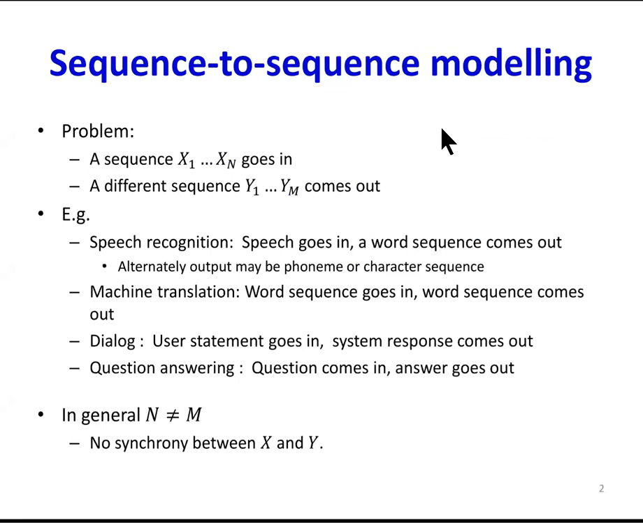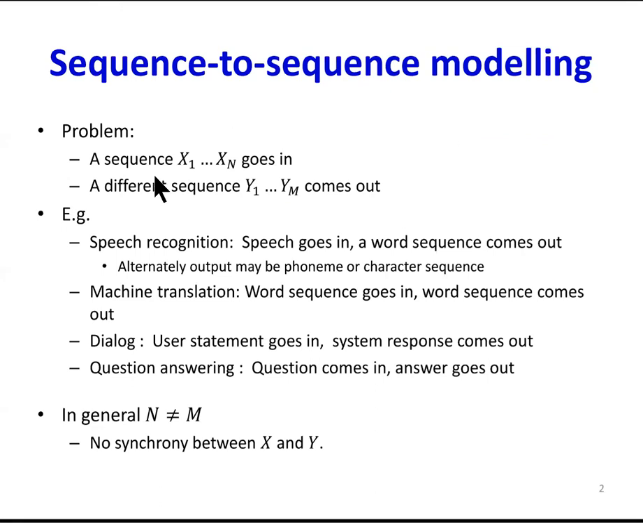And then once you begin thinking of it as a transduction from one sequence to the other, then perspectives can change. So speech recognition, for instance, speech goes in, a word sequence comes out, or in machine translation, one word sequence goes in, a word sequence in a different language comes out. But then you can also have things like a dialogue system where a user's statement comes in and the system response goes out, or in a question answering system where a question comes in and the answer goes out.